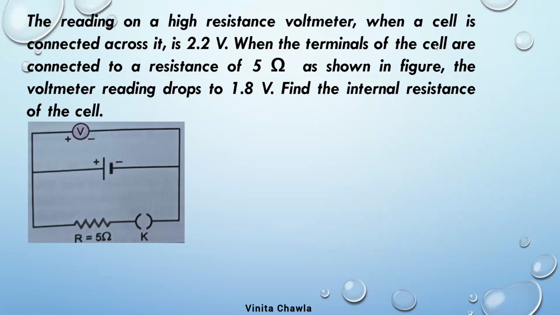The reading on a high resistance voltmeter when a cell is connected across it is 2.2 volt. When the terminals of the cell are connected to a resistance of 5 ohm as shown in figure, the voltmeter reading drops to 1.8 volt. Find the internal resistance of the cell.